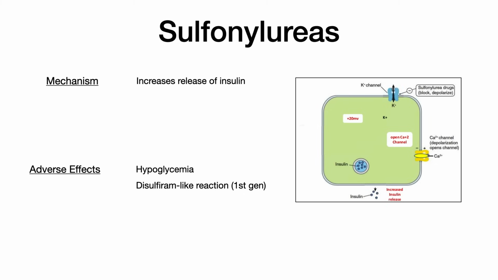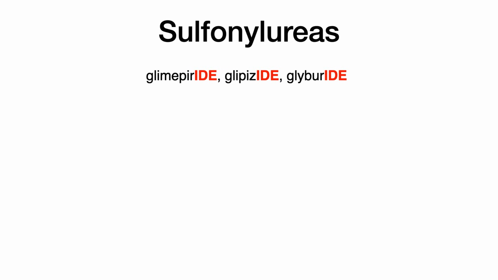The mechanism of sulfonylureas is that they increase the release of insulin by depolarizing the cell through the potassium channel. So I've put a little schematic on the slide so you can see what that looks like. But basically, the sulfonylurea drug blocks this channel, depolarizes the cell, calcium channels are opened, and you get the release of insulin. That's how sulfonylureas work. The sulfonylureas are the drugs that end in IDE, I-D-E: glimepiride, glipizide, and glyburide.